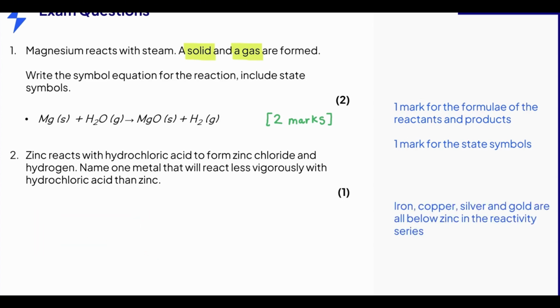You should know that the metals iron, copper, silver and gold are all beneath zinc in the reactivity series, and that any metal below hydrogen will not react with acids. Only iron is above hydrogen, and copper, silver and gold are all below. Therefore, the only metal that will react less vigorously than zinc is iron.